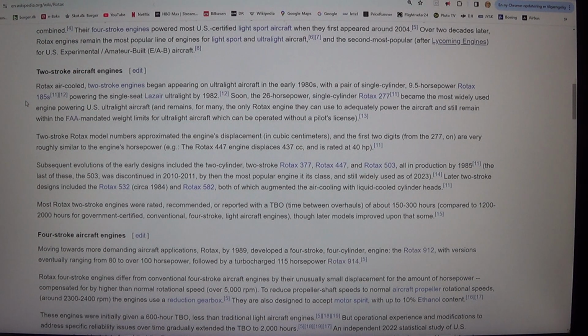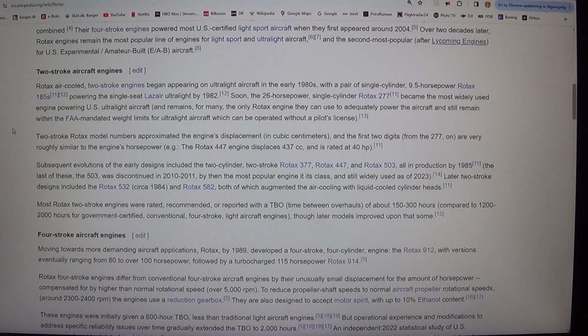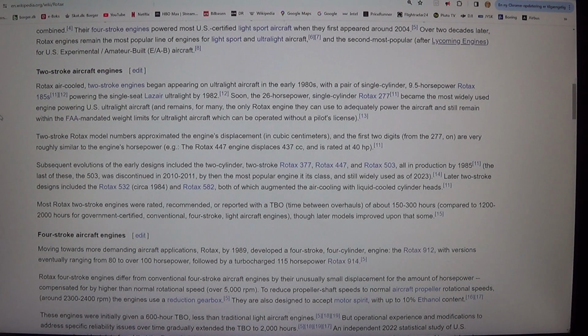Rotax air-cooled, two-stroke engines began appearing on ultralight aircraft in the early 1980s, with a pair of single-cylinder, 9.5-horsepower Rotax 185S powering the single-seat Laser ultralight by 1982. Soon, the 26-horsepower, single-cylinder Rotax 277 became the most widely used engine powering U.S. ultralight aircraft, and remains, for many, the only Rotax engine they can use to adequately power the aircraft and still remain within the FAA-mandated weight limits for ultralight aircraft which can be operated without a pilot's license.